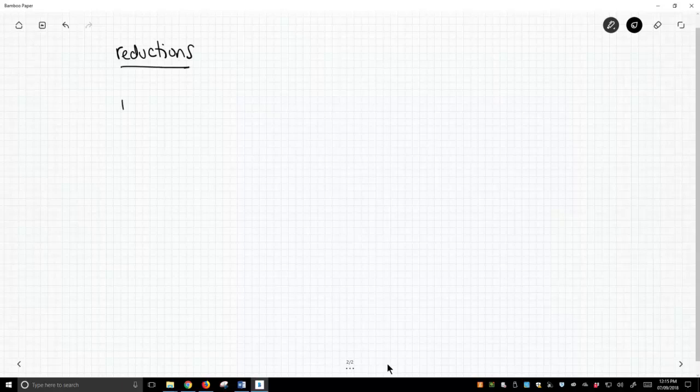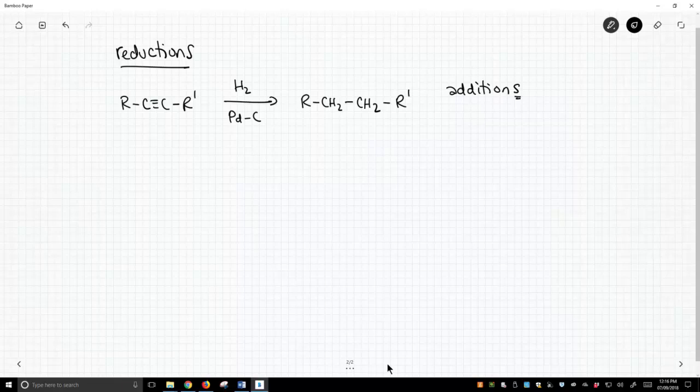So you can take an alkyne, and just as you can treat an alkene with hydrogen and palladium on carbon and get rid of the pi bond, you can get rid of the pi bonds in an alkyne. So what we've done is we've done additions. We have two pi bonds, so we can add two equivalents of H2 to the carbon-carbon pi bonds.